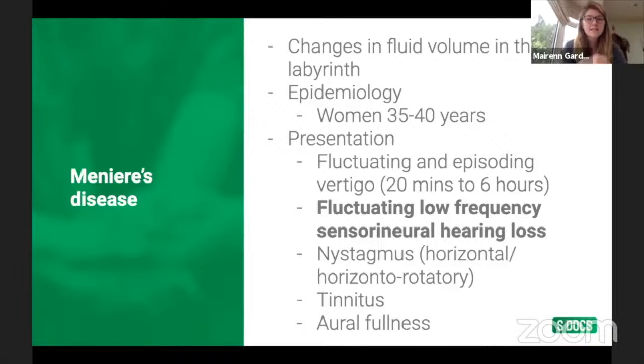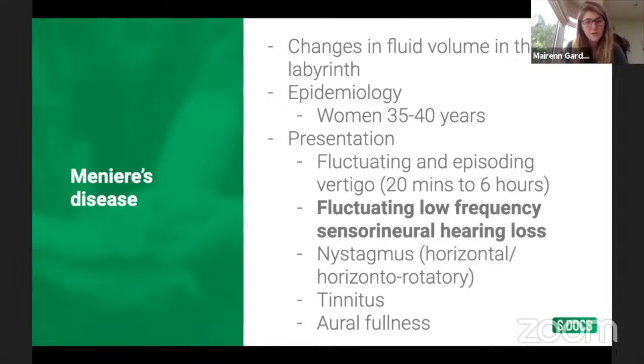So Meniere's is when there's a change in the fluid volume or endolymph in the labyrinth. It's most common in women between 35 to 40 years of age, and they'll present with fluctuating and episodic vertigo between 20 minutes to 6 hours. The hearing loss tends to accompany the episodes of vertigo, and when the vertigo improves, the hearing loss will also improve.